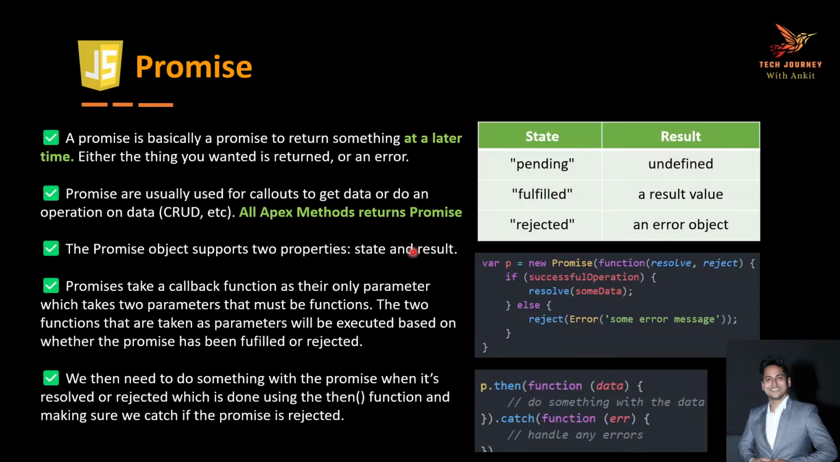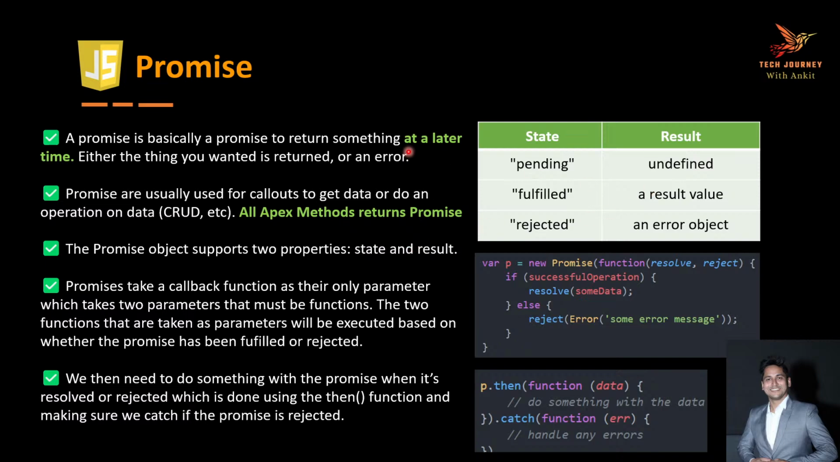So what is a promise? In very layman's terms, a promise is basically a promise which says that I will return something at a later time. I will not return something immediately, but I will definitely return something at a later time. Again, what I will return is either the output or the error, but there is something that I will definitely return. Whenever we have that kind of scenario, we go for the concept of promise.